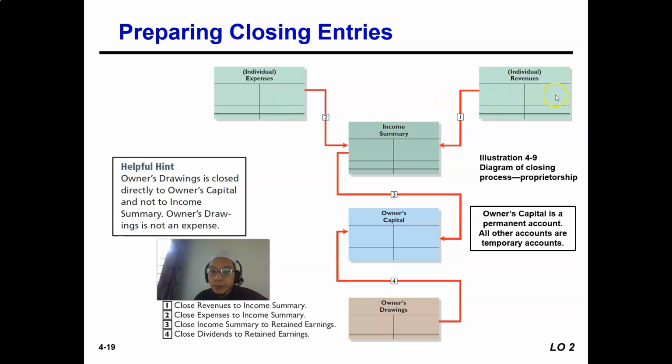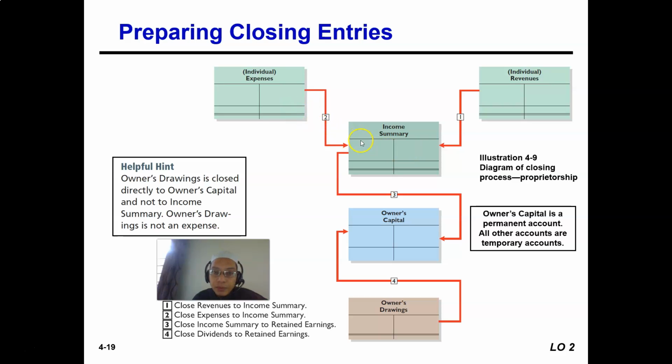The first step is that we have the revenue accounts. We have the individual revenue accounts with the balances, and revenue accounts have credit balances. So in order for us to close the revenue accounts, we need to do the opposite of the balance. What do we debit? We debit the revenue account. What do we credit? We credit the income summary account.